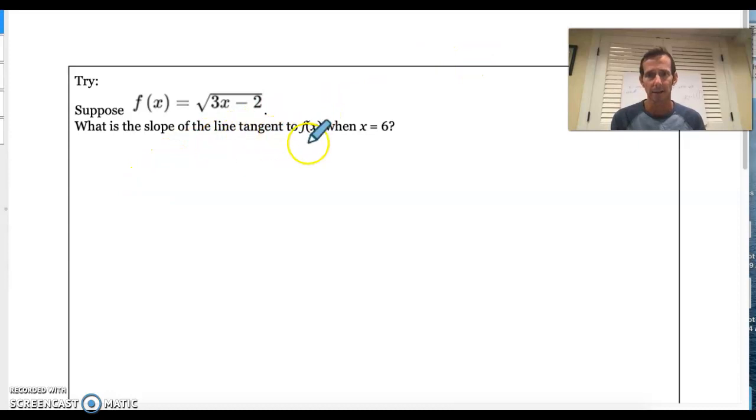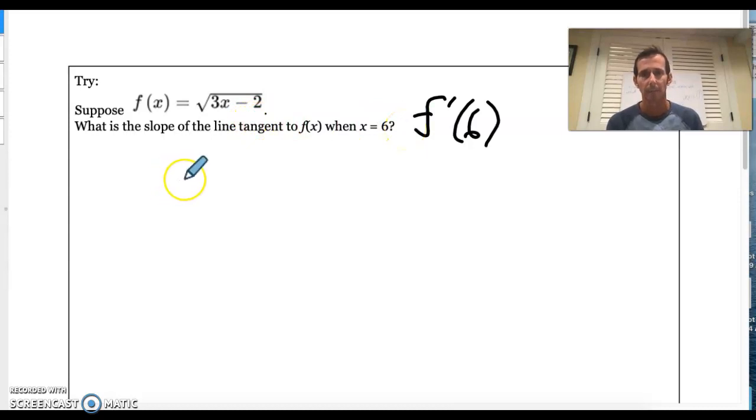And then again, the line tangent to f of x when x is 6 is asking what's the slope of f of x at the point when x equals 6, which is also asking you what is the derivative at 6. So pause this video, try this one. It's clunky and cumbersome. Just give it a try, see what you get. And I'm going to write the answer down in a second. Okay. You should have tried it. Video's on pause.